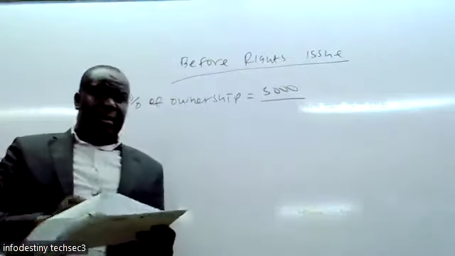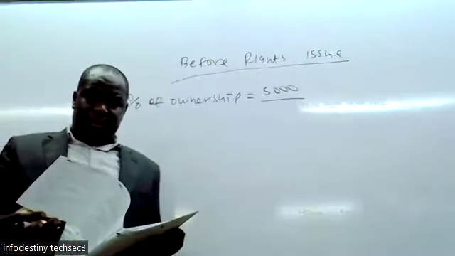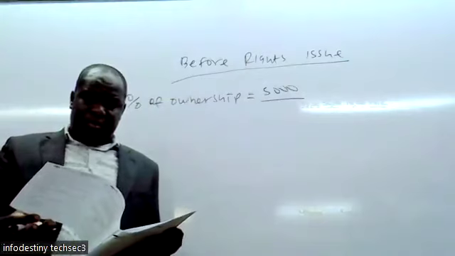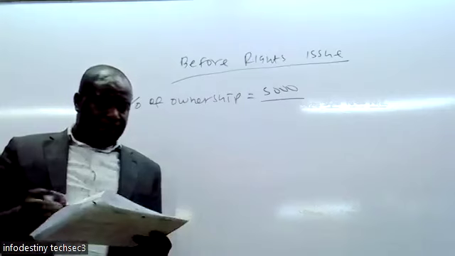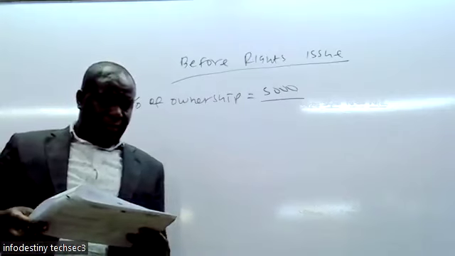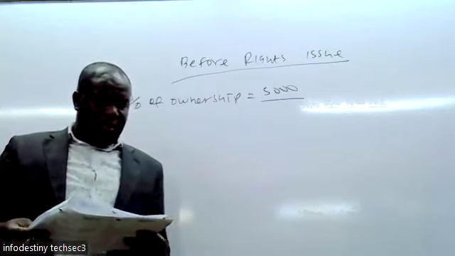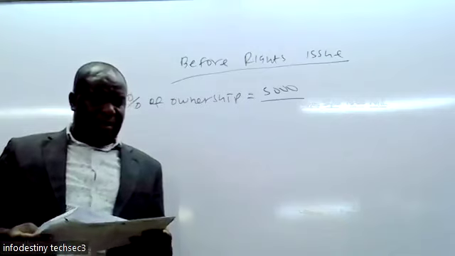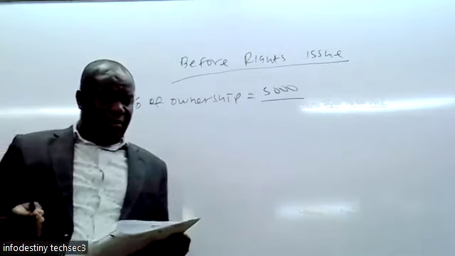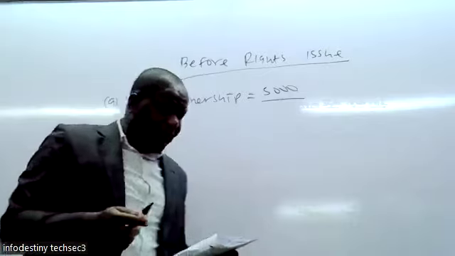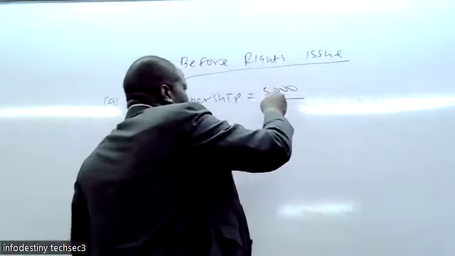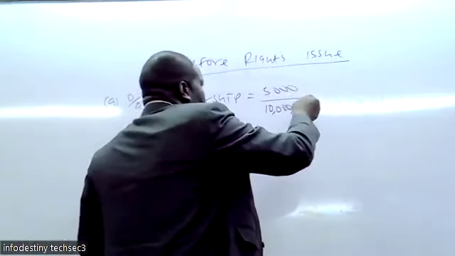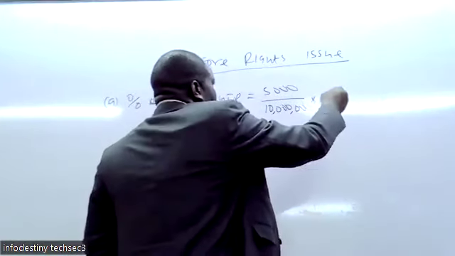Then, you remember the total number of the shares in the company? The share capital of the company comprises 10 million ordinary shares, which have a par value of 10. So you divide by 10 million ordinary shares.